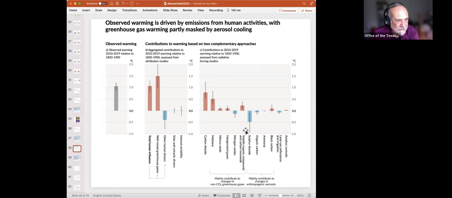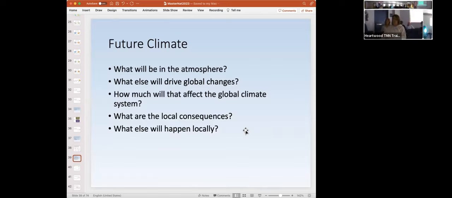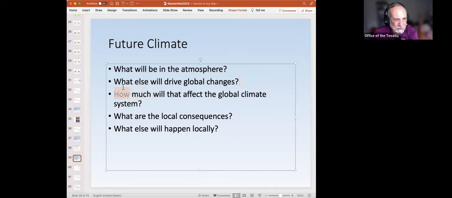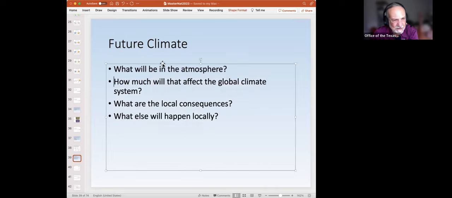So the warming we've seen has been mainly human caused. If you're worrying about what's going to happen in the future, there's actually a bunch of questions to worry about. And the biggest ones probably are the first one, what will be in the atmosphere? Then the one about how much will that affect the global climate system? And then the third one that I'll highlight is what are the local consequences?